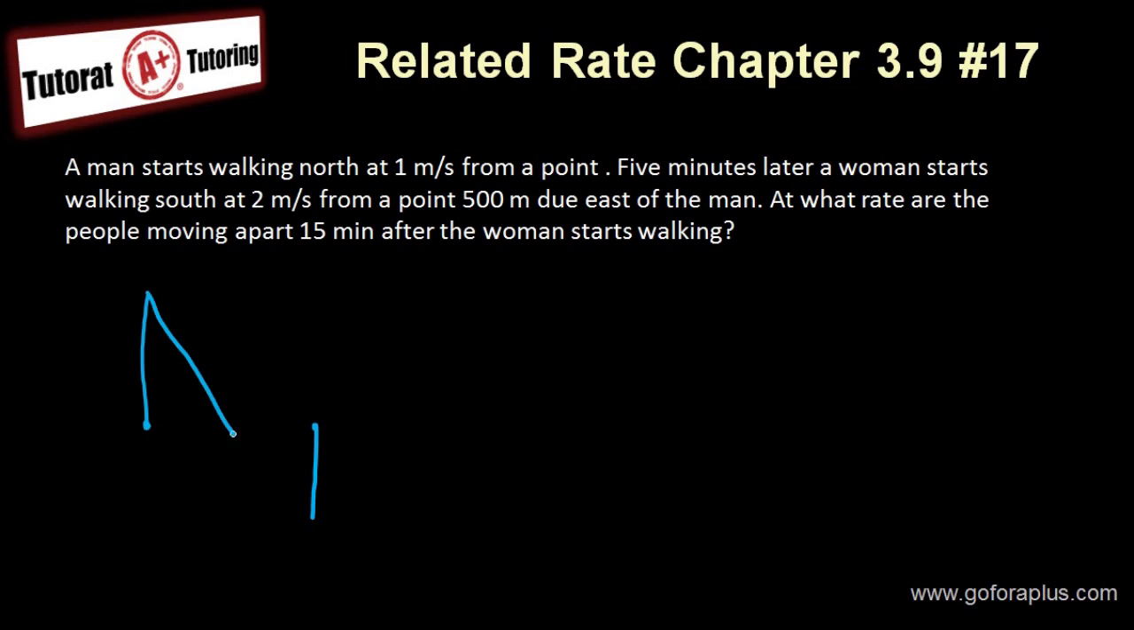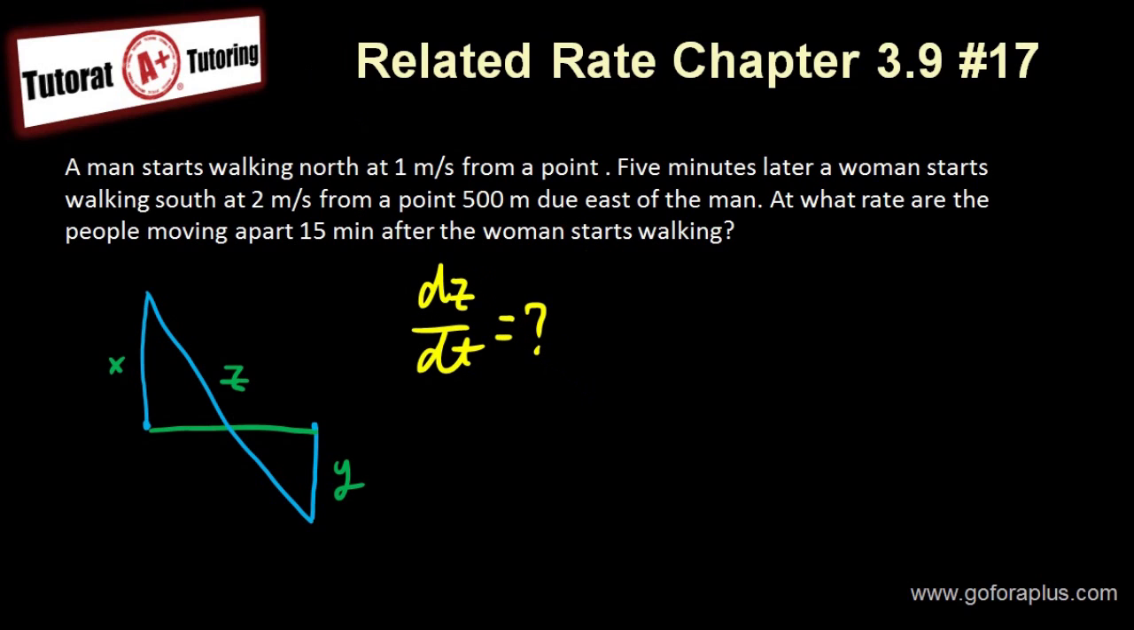So the distance between the woman and the man, this distance, at what rate is this distance moving apart 15 minutes after the woman starts walking? Okay, so I know that this is 500. So I want to find this, let's say this is z, this is y, and this is x. Now, if I want to find dz over dt, that's the question, right? At what rate the people are moving apart 15 minutes after the woman starts walking. So I want to find dz over dt. This is my question here.